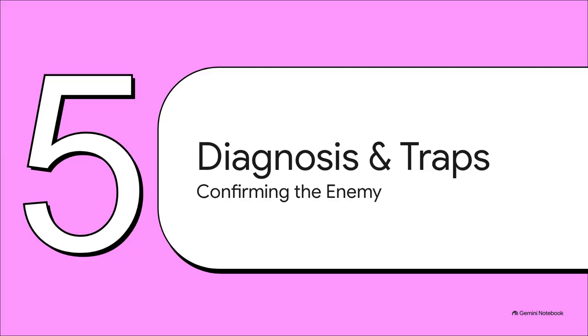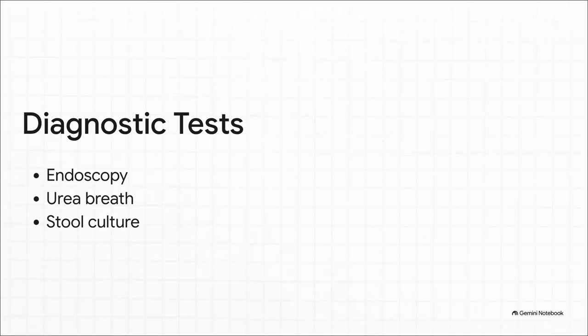Section 5, Diagnosis and Exam Traps. Spotting the symptoms is just the start. We have to definitively confirm the diagnosis, but we have to avoid a massive clinical trap along the way. First, here are your diagnostic workhorses. For the esophagus and stomach, endoscopy with a biopsy is your absolute go-to. It lets you see the lesions and get tissue for histology.